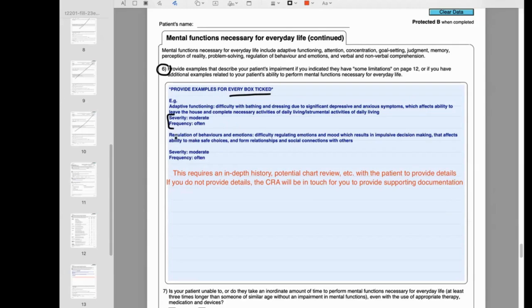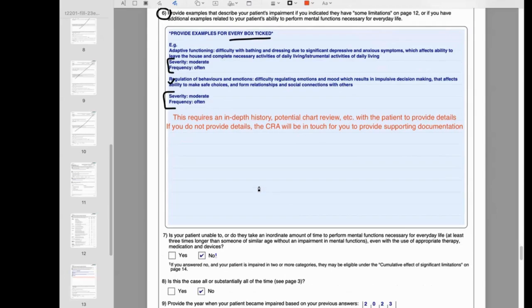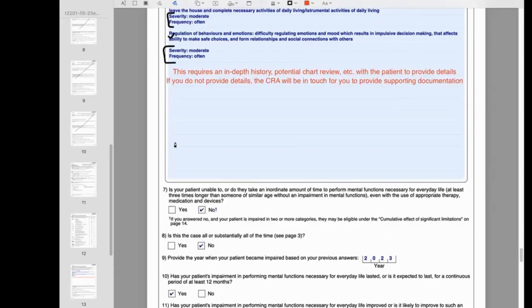And another example there, again, including moderate, often. That severity and frequency helps the CRA estimate the significance of that limitation. So again, it requires an in-depth history, potential chart review, other data to gather. Do your best, recognizing that it's ultimately the CRA, and they'll get in touch if they need more supporting documentation from you.